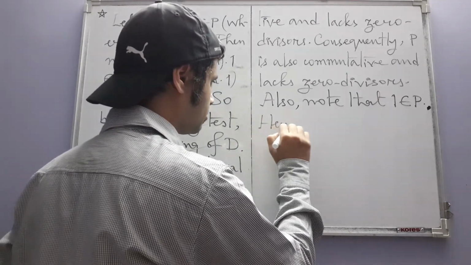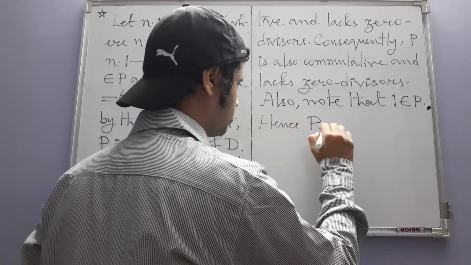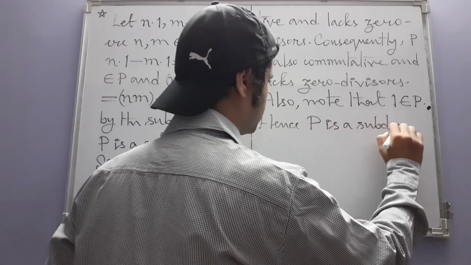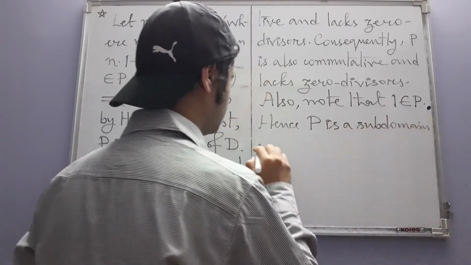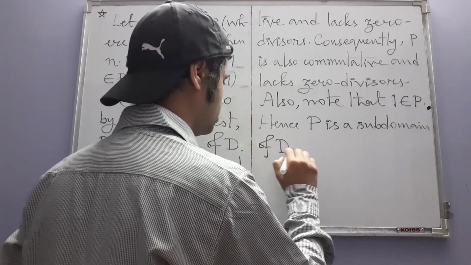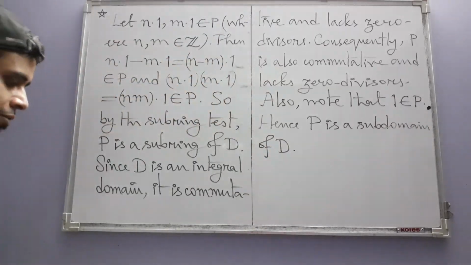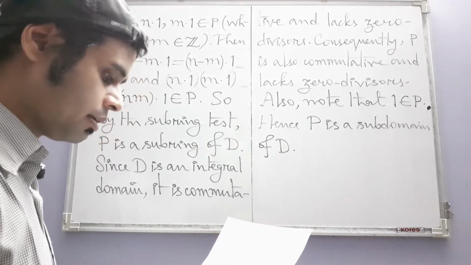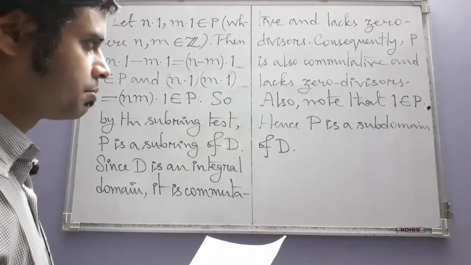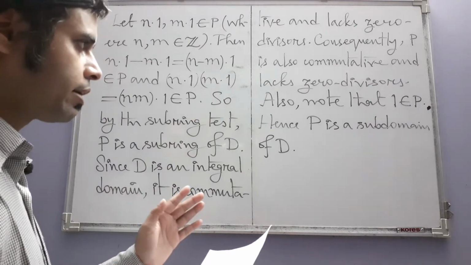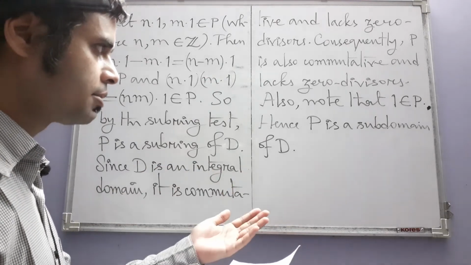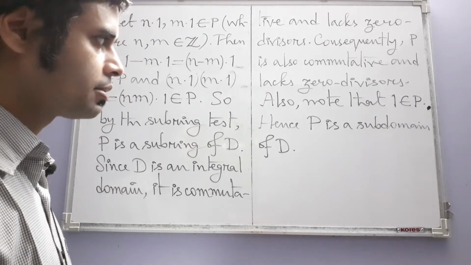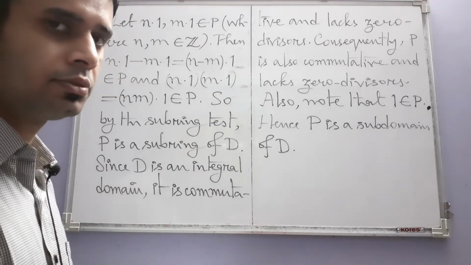Hence P is a subdomain of D. So we have finished two things. What are the other things that we have to do? The next one is we have to prove that any subdomain of D contains P inside of it. So in that sense, P is the smallest subdomain of D.